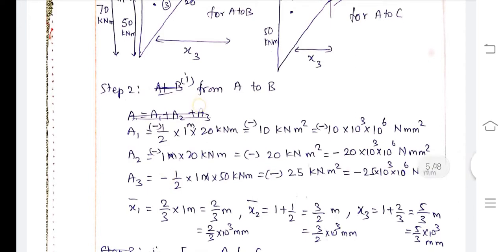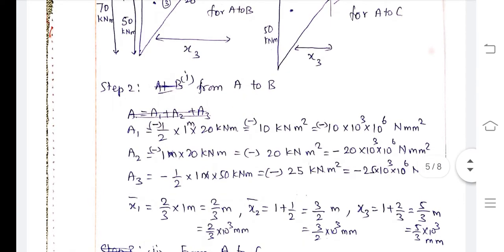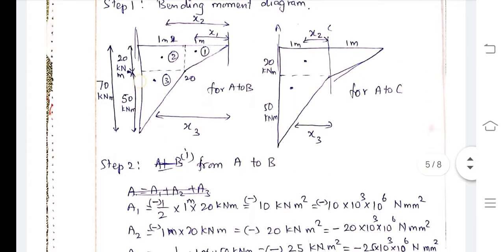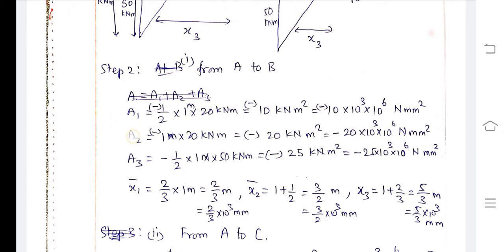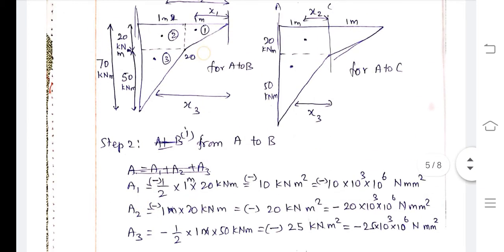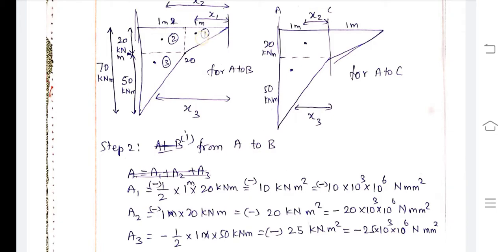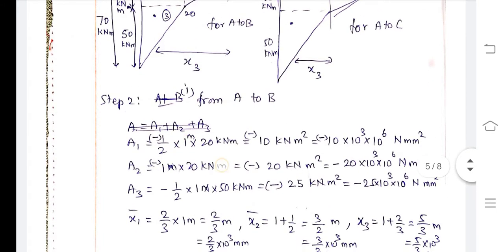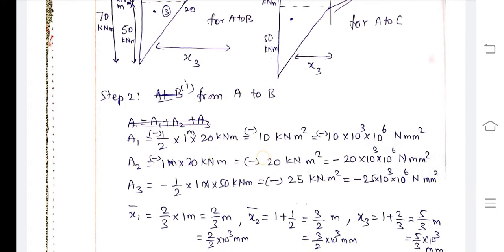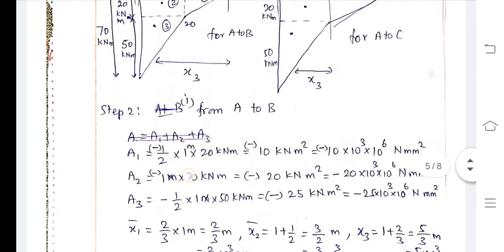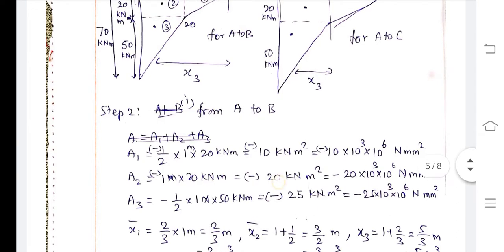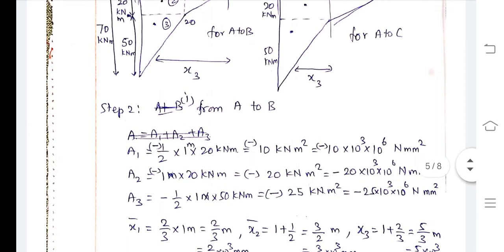Now, for the first one I am going to take the area between A and B. Here there are three areas. The first area is a triangle, so it is half into base into height, half into 1 into 20. So it is minus 10 kilonewton meter square. You have to multiply with the units. Here the unit comes as a very crucial thing. You have to substitute each value with its corresponding units. So the final unit will be kilonewton meter square.